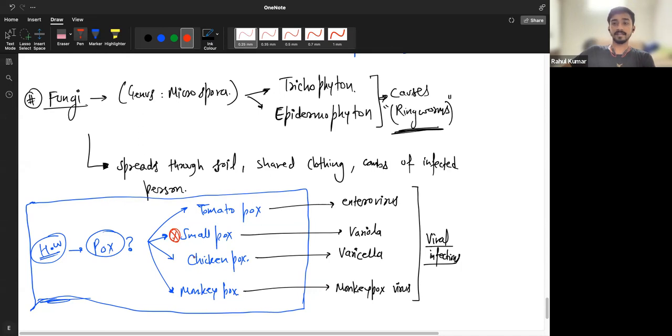Chickenpox is not that deadly, it's moderate. Tomato pox and monkeypox are slightly higher than chickenpox in severity, and smallpox is the most severe. But we have been able to eradicate smallpox through vaccinations.